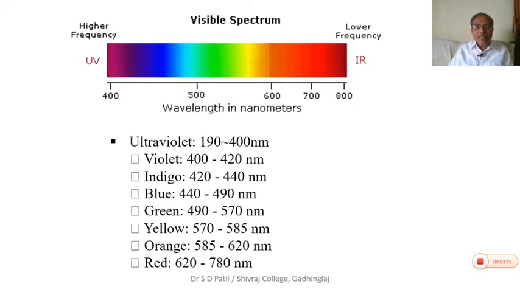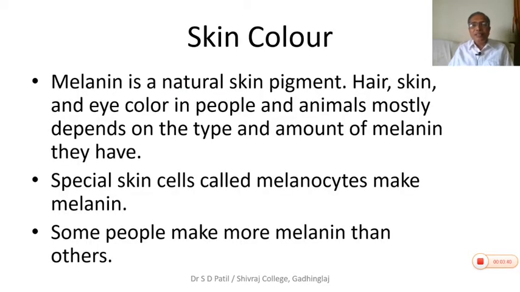The visible range of radiation has different colors, and these colors are violet, indigo, blue, green, yellow, orange, and red. So VIBGYOR. We call it Indradhanusha in Marathi, and these are the major colors having respective wavelength ranges, and the wavelengths in the UV visible region are expressed in nanometers.